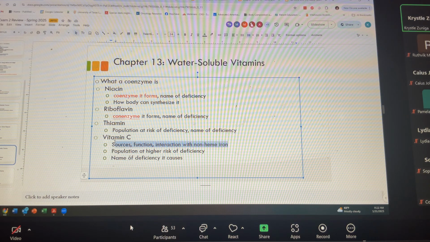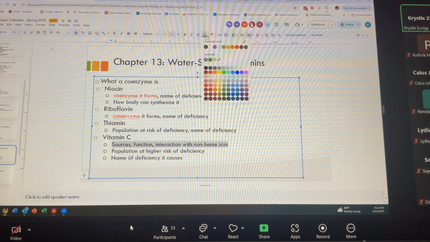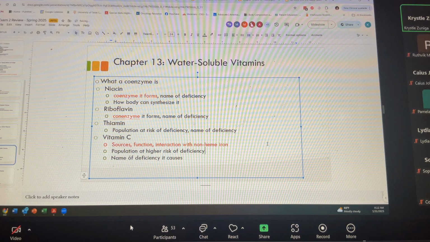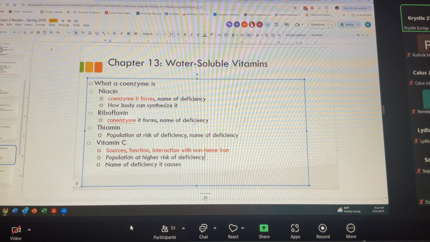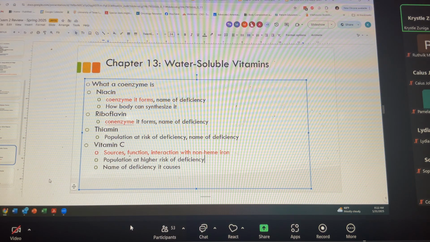Let me highlight that in red, because there's actually a few questions that involve understanding vitamin C's role for you. Sources, plant sources exclusively, right? Those following the carnivore diet need to be taking a vitamin C supplement because they're not going to get it from any of your animal sources, and we can't make it. Its function, one of its primary functions is as an antioxidant, also involved in collagen formation.